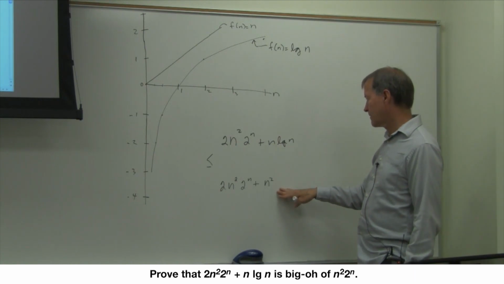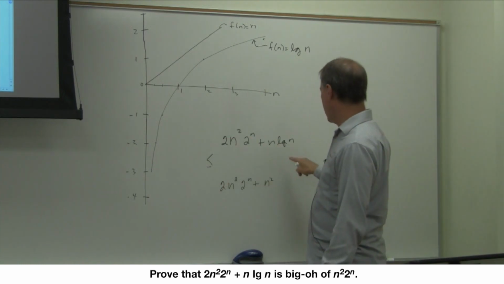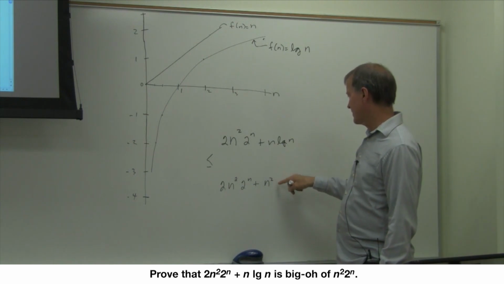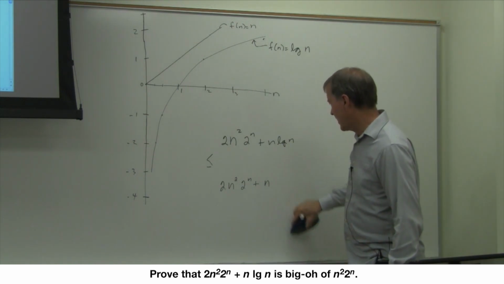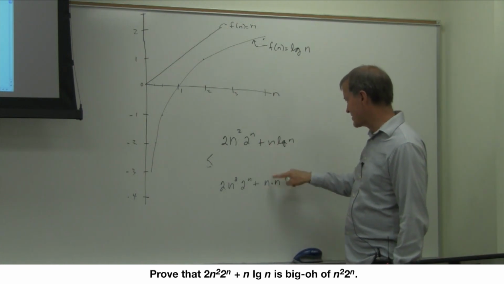Because in part D, we know that n is greater than log n. Because by part D, n is greater than this. Actually, we could do it like this. N times n, right? So this is this n.